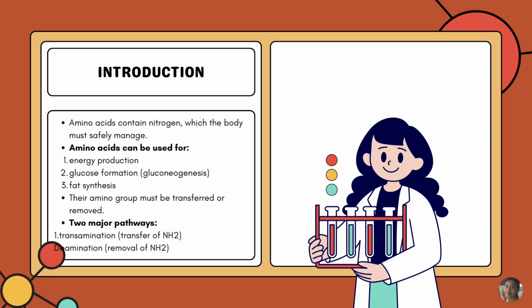So one way to manage this nitrogen and free up the carbon skeleton for other uses is by two major pathways. To put it simply, there is transamination, which is the transfer of the amino group from an amino acid to an alpha keto acid, which prepares the nitrogen for later removal, and deamination, which is the final removal of the amino group. This releases it as toxic ammonia that must immediately be expelled from the body, usually as urea.